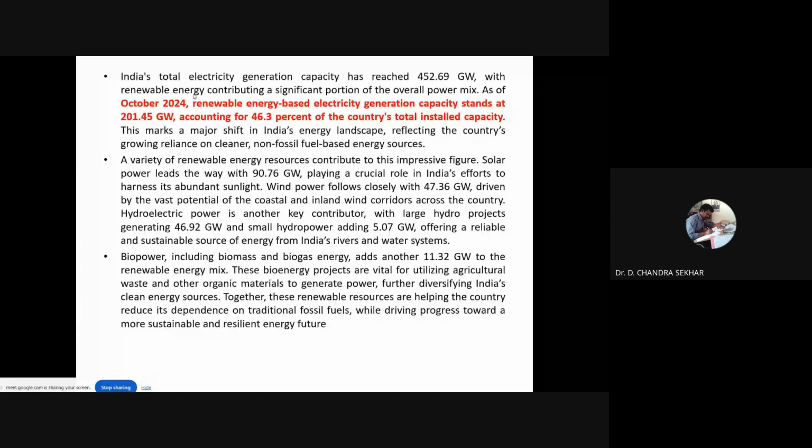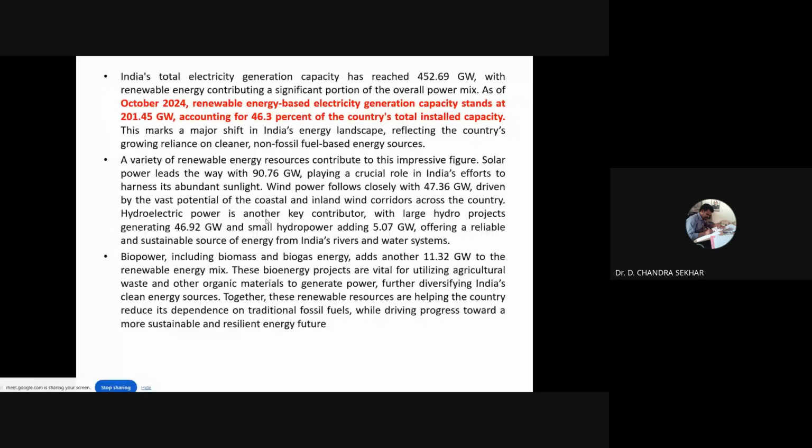The variety of renewable energy resources contribute to this impressive figure. Solar power leads the way with 90.76 gigawatts, playing a crucial role in India's efforts, whereas wind is 47%. And the other one, biopower, which includes biomass as well as biogas energy, adds 11% to the renewable energy. These bioenergy projects are vital for utilizing agriculture waste and other organic materials to generate power.